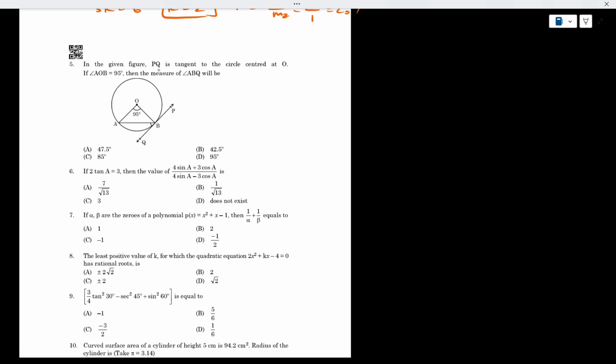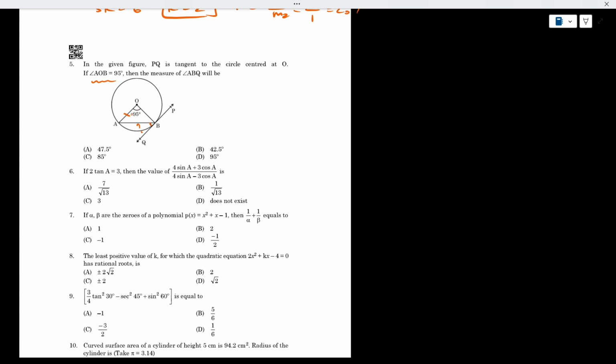It says in the given figure, PQ is a tangent to the circle, right? And at the center is O. Now, angle AOB is already given, it's 95 degrees. Then you need to find out the measure of ABQ. This angle you need to find out. How will you get it here?